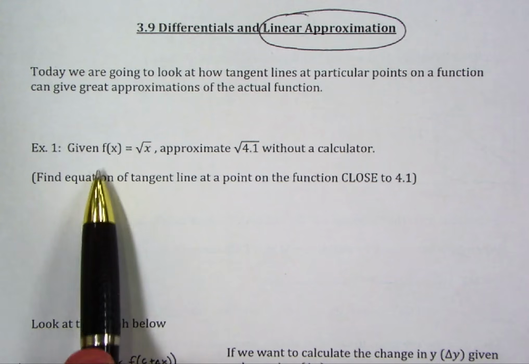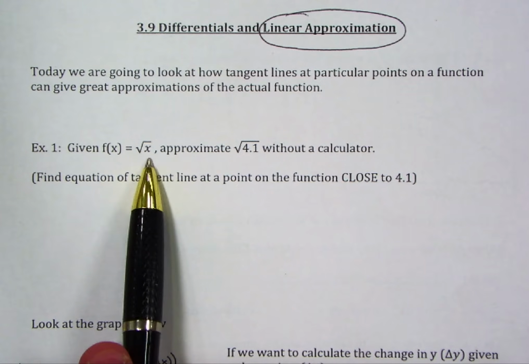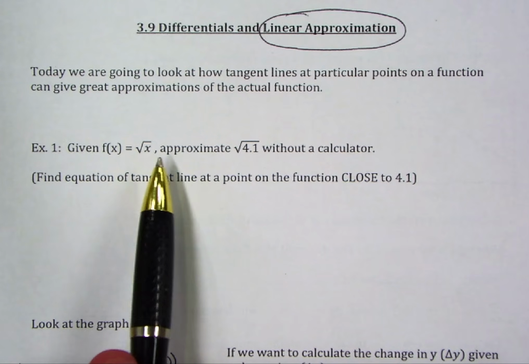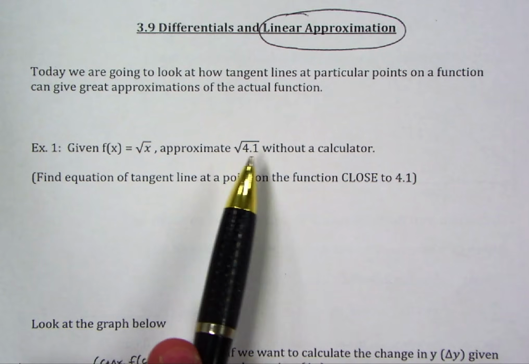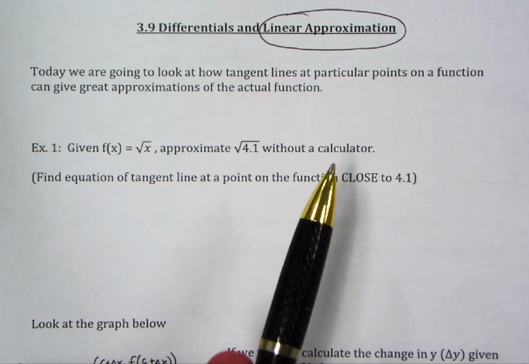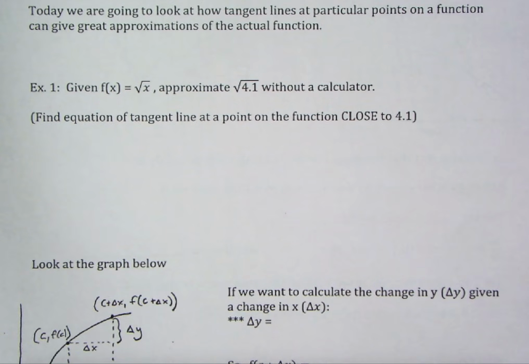I want to start off with the first example and show you what the concept is today and what we're going to have to do. If you have a function like the square root of x, what I want to do is approximate what the square root of 4.1 is without a calculator, okay? Now you might sit there and say, well, it's probably like 2.1 or something like that, just above 2, but we can get a pretty close approximation.